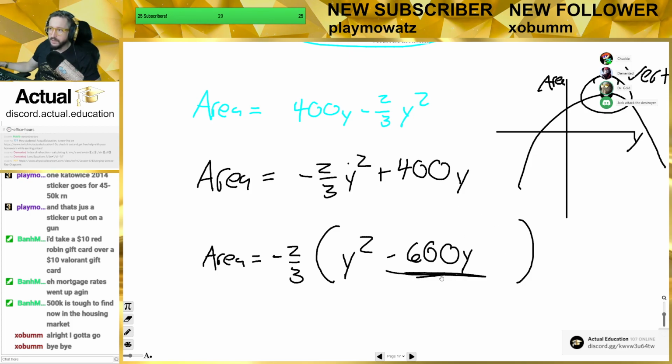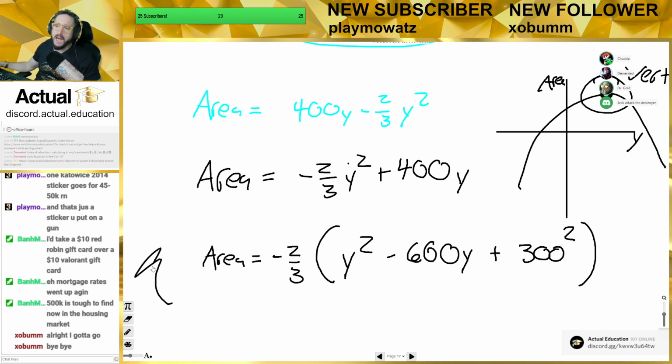And then what I do is divide this by 2, and then I square it. It's going to be messy, like 90,000, maybe. Really, we should just say it's 300 squared. Just leave it as 300 squared, right? Because I added 300 squared here, I need to add it to the other side. Well, you need to multiply it by negative 2/3. So I need to add negative 2/3 times 300 squared. This problem is so long, but watch out, I'll show you. It's not that bad. So I have to add that on the other side.